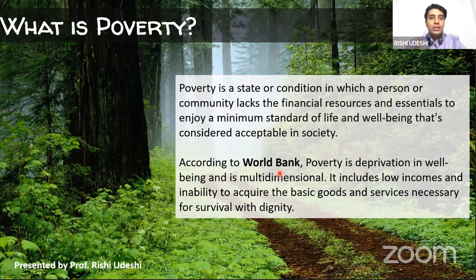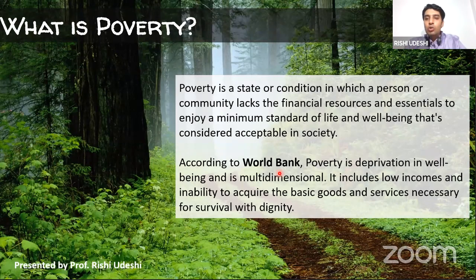World Bank very clearly says poverty is unidimensional नहीं है. Poverty is not just deprivation of wealth. Poverty can be deprivation of many things. Okay, so that's what World Bank is saying. More about this multidimensionality, कैसा होता है poverty का, we'll discuss in the course of the lecture.